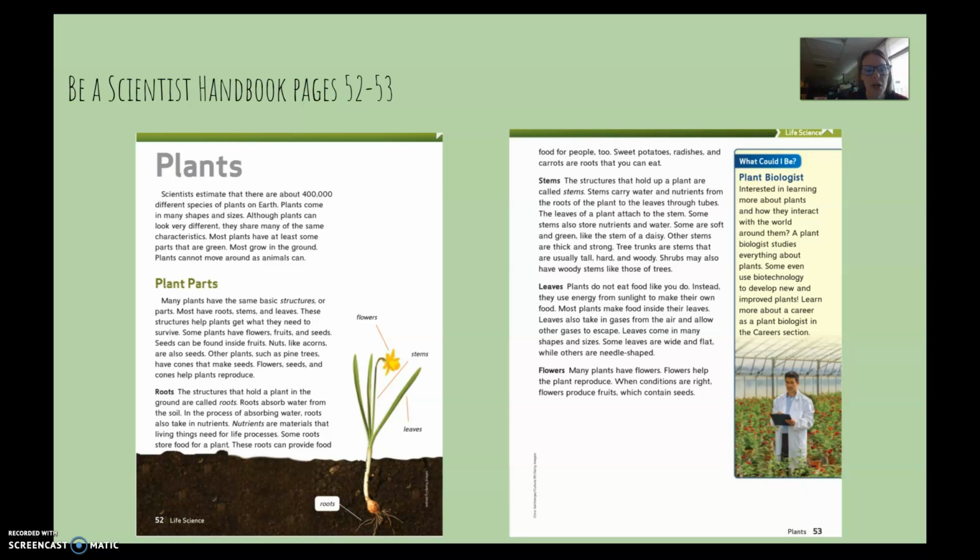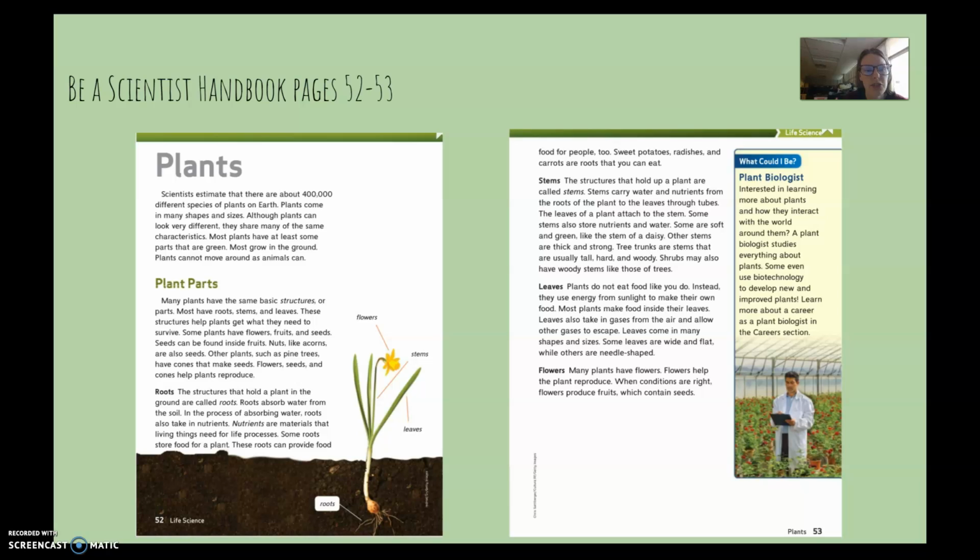Flowers, seeds, and cones help plants reproduce. So they help them reproduce, which means that they help them to grow another plant. So to make another one. So they drop the seeds and another plant can grow from those seeds or those nuts.